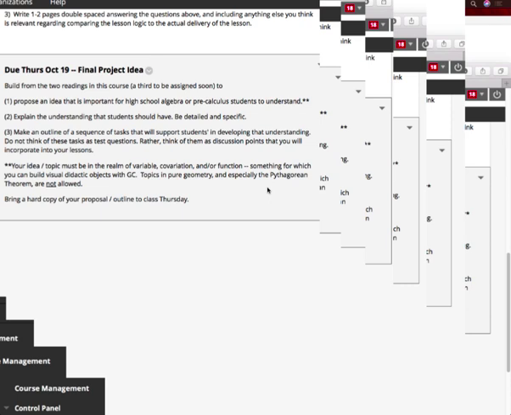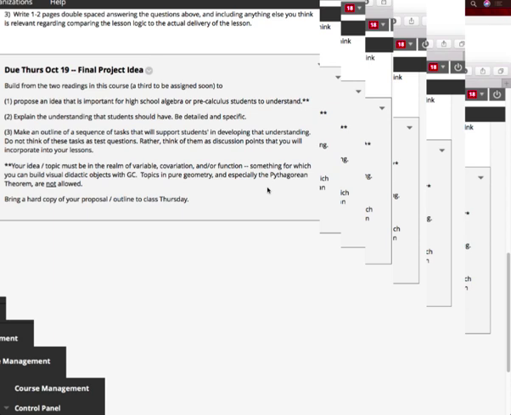Okay, so build from the readings in this course to propose an idea that is important for high school algebra or pre-calculus students to understand. Topics in pure geometry, especially the Pythagorean theorem, are not allowed. One year we had like 5 groups doing the Pythagorean theorem. Okay, so we want something that's going to lend itself.